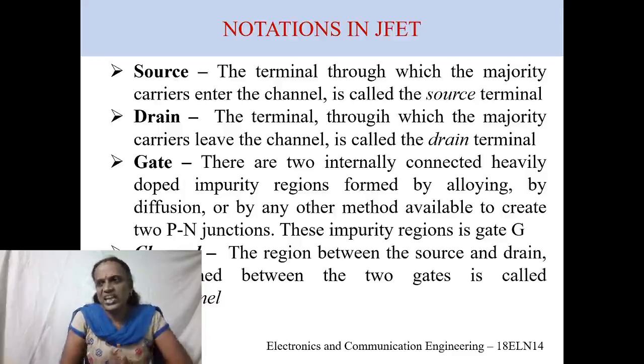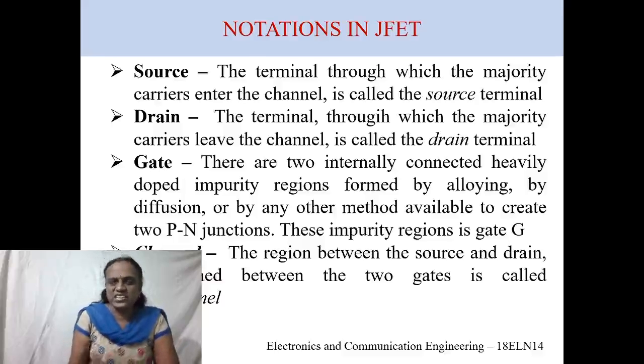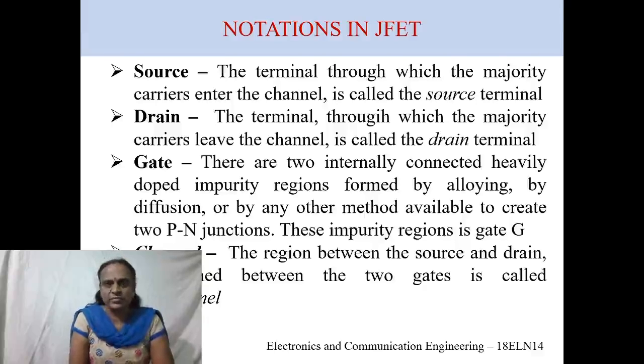As I have already told you, S means source, D means drain, and G means gate. Channel is a region between the source and the drain, and it is sandwiched between the two gates. It's called a channel. Whereas S means source, the source terminal is where the majority carriers enter the channel. Whereas in the drain terminal, the majority carriers leave the channel.